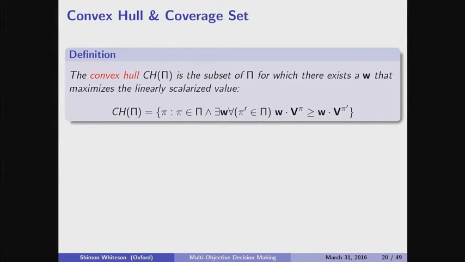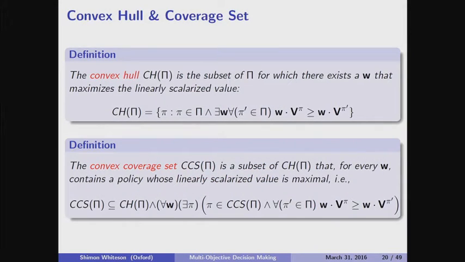Okay, so if we assume a linear scalarization function, then the analog to this undominated set is the convex hull. So the convex hull is the subset of policies for which there exists a W that maximizes the linear scalarized value. This definition is exactly the same as the definition I showed you earlier for the undominated set, except now I've explicitly computed the scalarized value using this inner product, because the scalarization function is linear. And the analog to the coverage set is the convex coverage set, which is the same definition as before, but now we compare policies using this inner product.